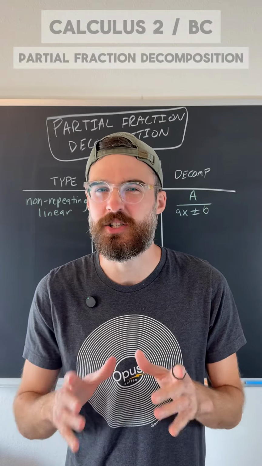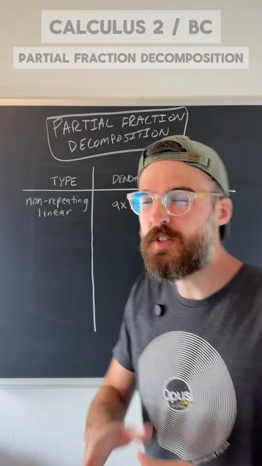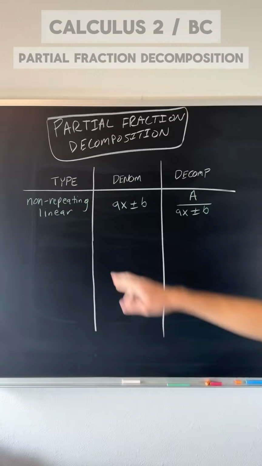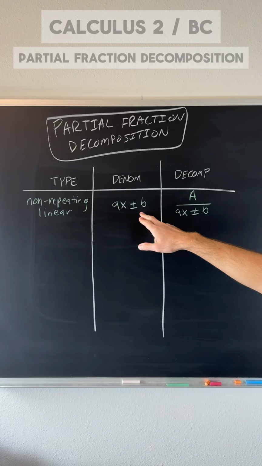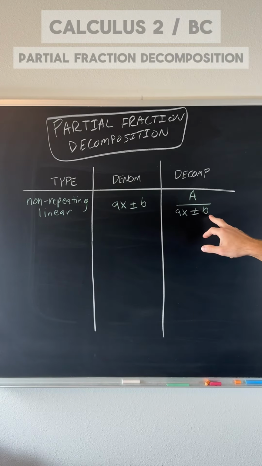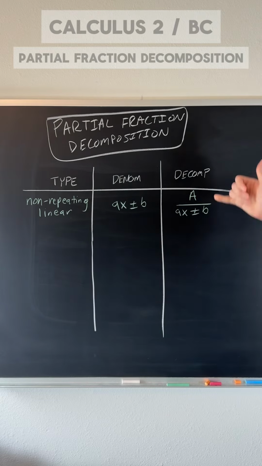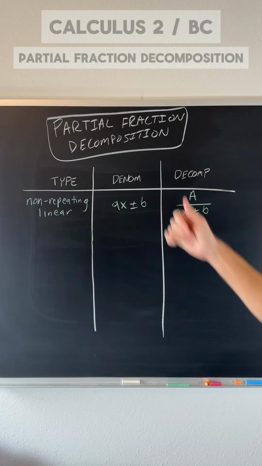Let's talk about partial fraction decomposition. The decomposition we use depends on the type of factor that we're given. For non-repeating linear factors of the form ax plus or minus b, we decompose that into big A over ax plus or minus b. Essentially, we just throw a constant up top and we keep the denominator as that factor.